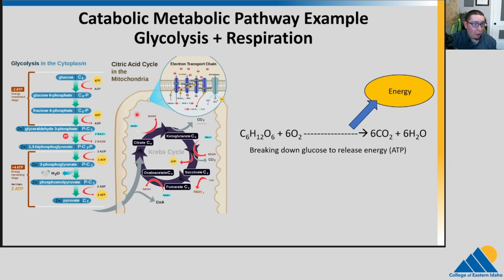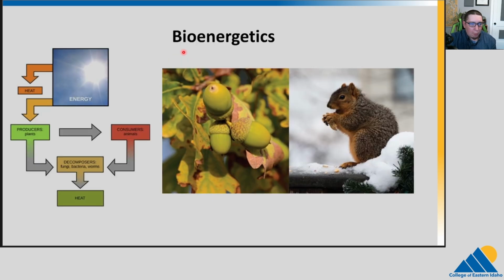All right, so we'll learn about many of these pieces here in the glycolysis process, and then we go to the mitochondria, and we do this thing called respiration, which generates ATP. So bioenergetics is really about chemistry, right? But it's the flow of energy throughout the system.